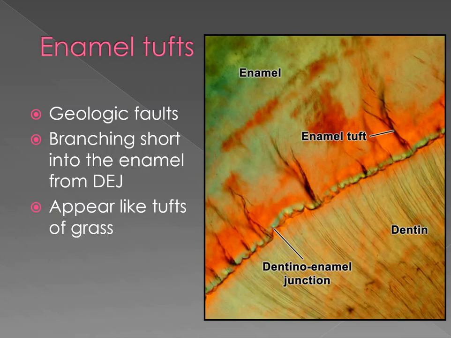Another hypocalcified structure of the enamel is the enamel tufts. The enamel tufts derive their name from their appearance. They appear like a tuft of grass, and they appear to originate at the dentinoenamel junction and extend into the enamel, not too far, maybe 4 to 5 microns. But what is it in reality? These are actually cracks. These cracks are not present at a single location.